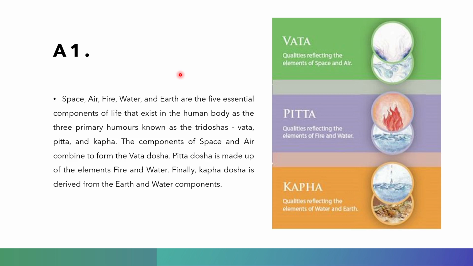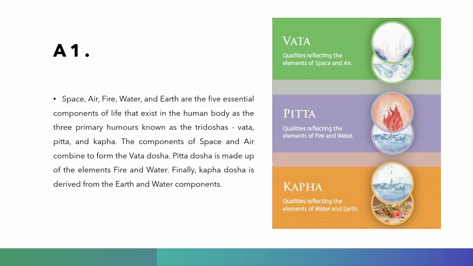So what are they? Vata includes qualities reflecting the elements of space and air. If we combine space and air, that is called vata. Pitta includes elements of fire and water. If we combine fire and water, it is called pitta. Kapha has qualities reflecting the elements of water and earth. So the components of space and air combine to form the vata dosha. Pitta dosha is made up of the elements fire and water. Finally, kapha dosha is derived from earth and water components.